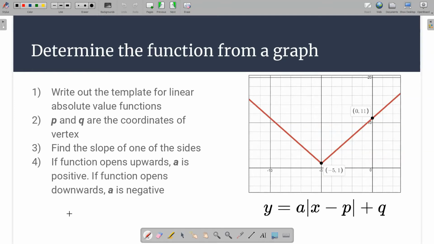Everyone, in this video we're going to be doing the reverse of what you've done so far in your notes. We are going to be taking a graph and getting the absolute value function from it. And so it's fairly straightforward when we're talking about a linear absolute value function.